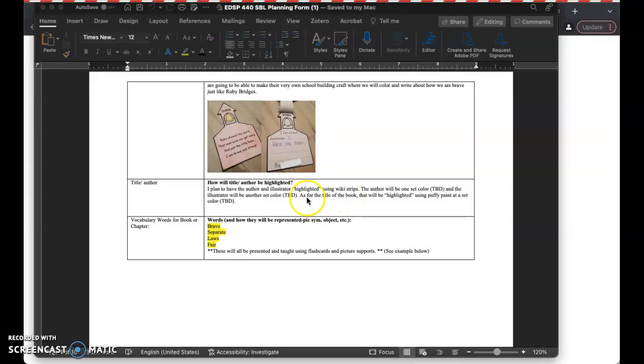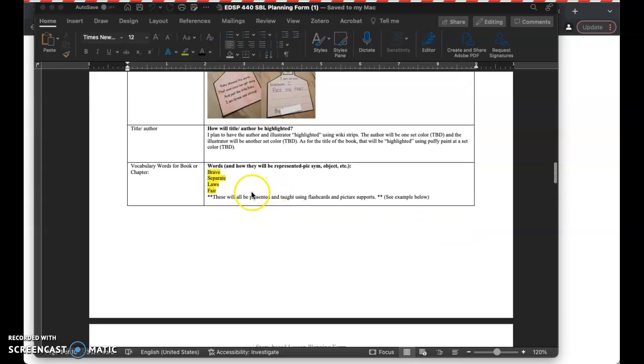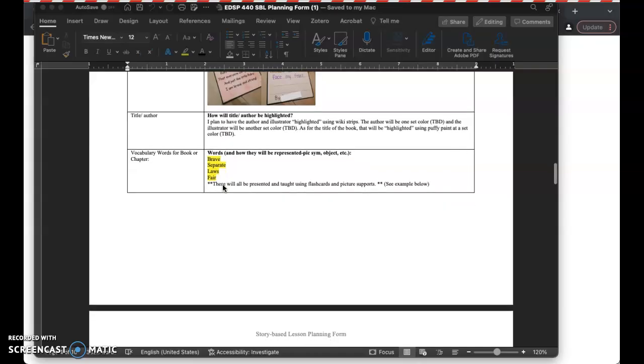And she's made some other adaptations to make the title and author stand out. So this is still about the adaptations, okay? Then we get into vocabulary words. So these are the words that she's chosen. This is a book about Ruby Bridges, so she's going to have these types of words that are going to be meaningful to the understanding of Ruby Bridges and her story, right?